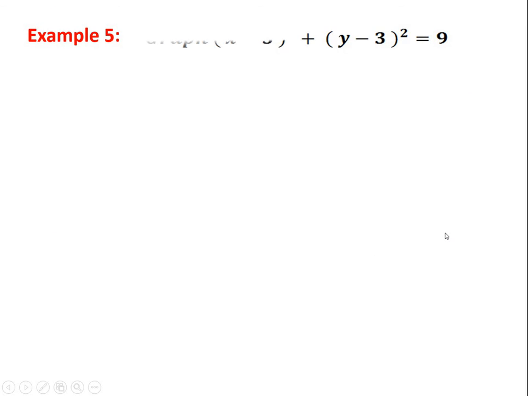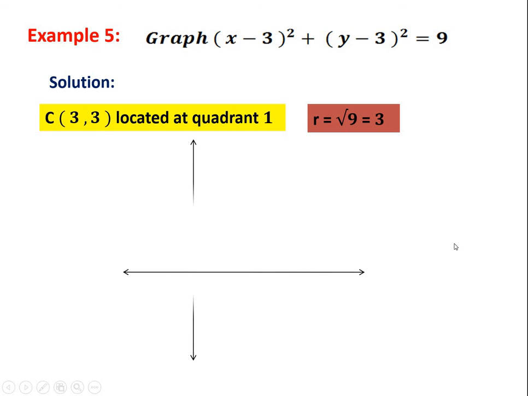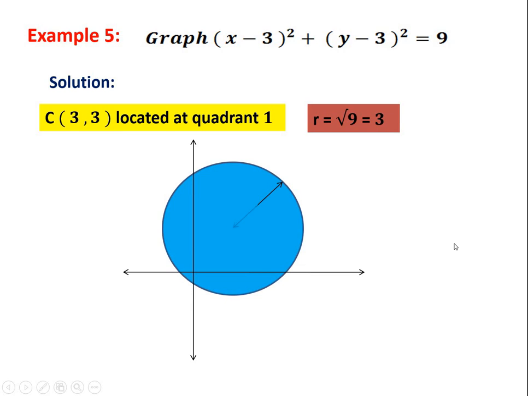Example 5. Graph (x - 3)² + (y - 3)² = 9. Let's show the solution. The center is at (h, k), which is (3, 3). Just get the opposite of negative 3 here and negative 3 there. So it is located in quadrant 1. And then r is the square root of 9, which is 3. So this is the x-axis, and this is the y-axis, and this is the circle. And this is the radius, which is 3 units. And this is the center with coordinates (3, 3).